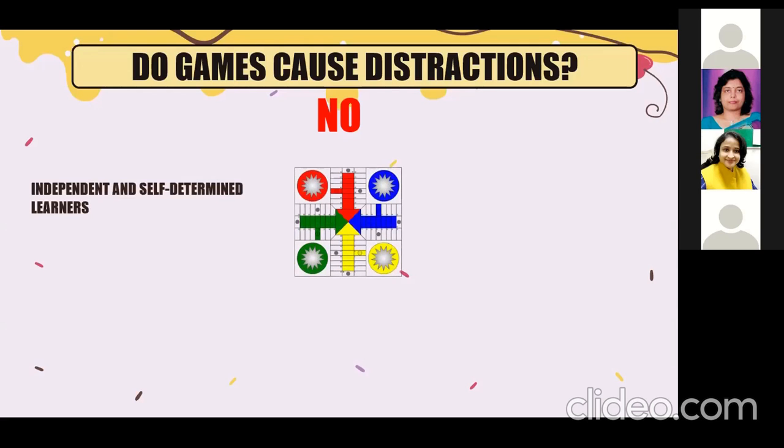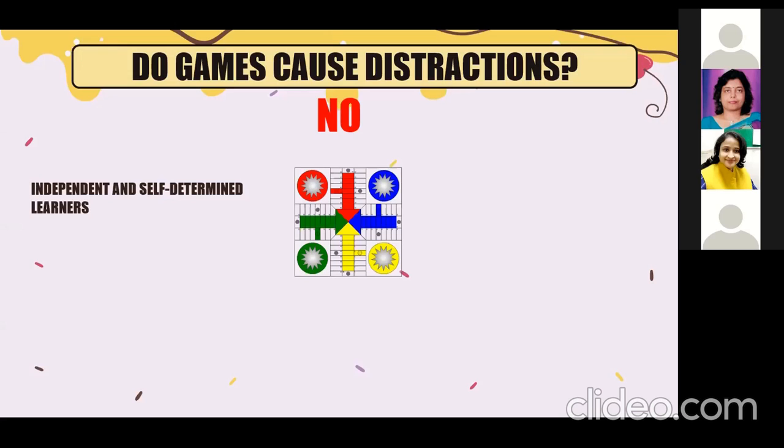In fact, it helps the learners become independent and self-determined, because they tend to play the game on their own. They tend to explore. In fact, they are so quick to come up with ideas. Like this spaceship game, I've never tried it with my students. This is a game that I've created recently, so I've never tried this game with my students. But I'm sure if I give this game to the students, most of the students will score five points.